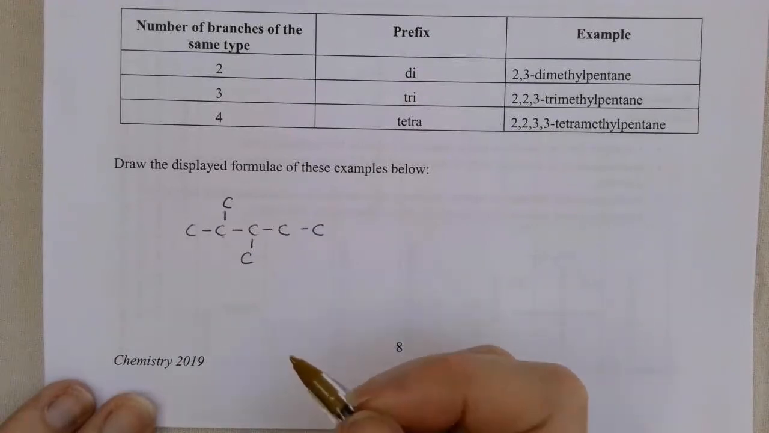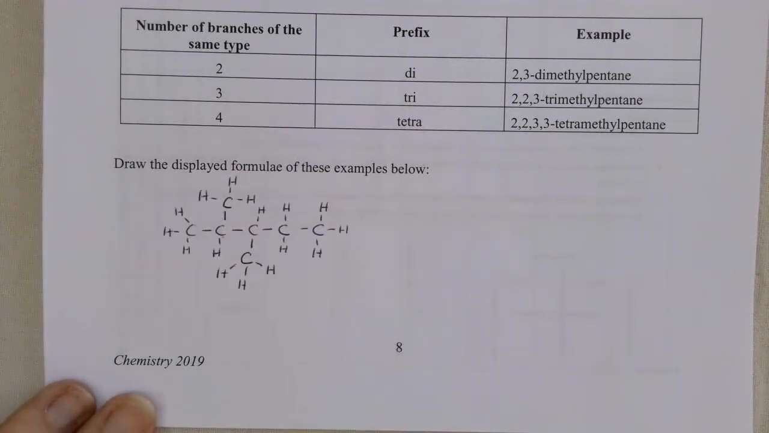What I now need to do is add in the hydrogens. And there's my completed displayed formula with all the carbon-hydrogen bonds showing. It's quite a long time to draw that out. That's why skeletal formulas are often easier.